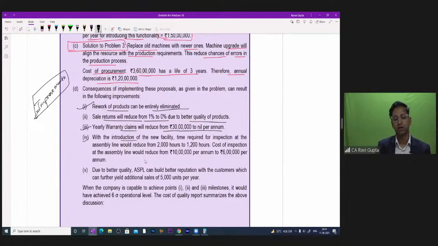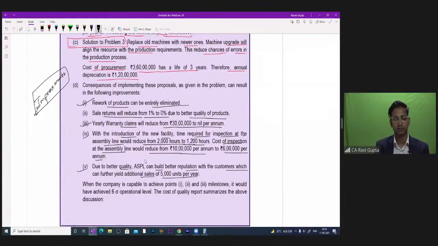Fourth, with the introduction of the new facility, time required for inspection at the assembly line would reduce from 2,000 hours to 1,200 hours. Cost of inspection at the assembly line would reduce from 10 lakh per annum to 6 lakh per annum. Fifth, due to better quality, ASPL can build a better reputation with the customer, which can further yield additional sales of 5,000 units per year.